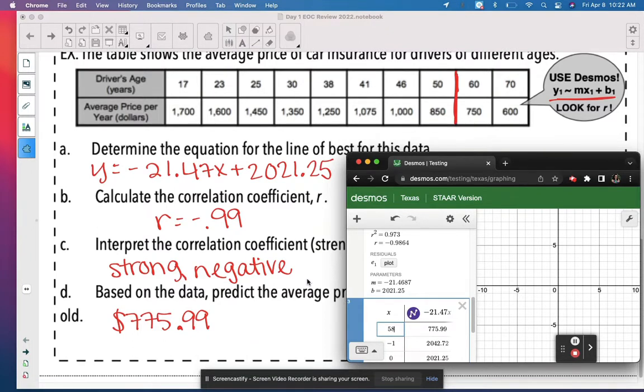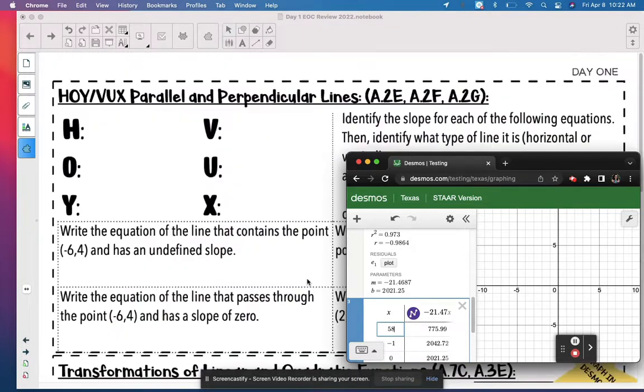So here is the rest of that. Moving on, we're going to talk about HOY-VUX and perpendicular and parallel lines. HOY-VUX is an acronym that we can use to help us identify special cases.